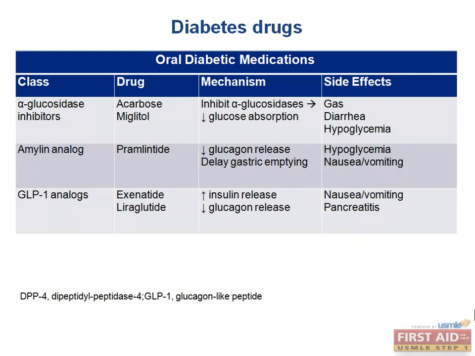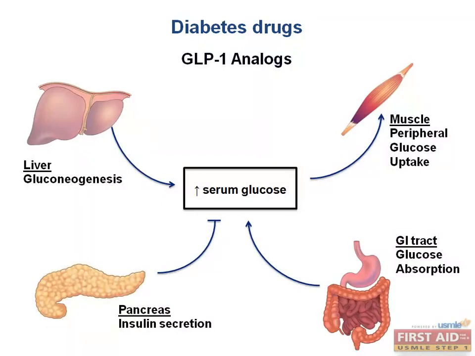Glucagon-like peptide 1 analogs such as exenatide and liraglutide act to boost insulin release and reduce glucagon release. Occasionally these patients may develop pancreatitis. In our diagram, we see that GLP-1 analogs affect the pancreas by increasing insulin secretion. Also, don't forget, they also reduce glucagon release.